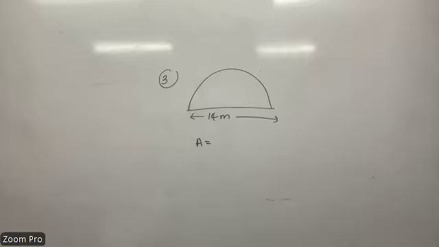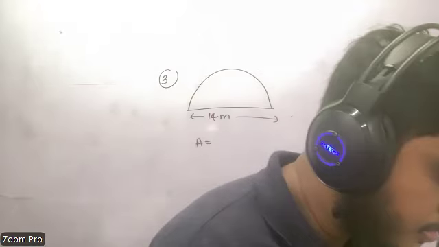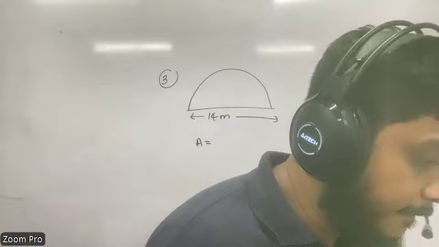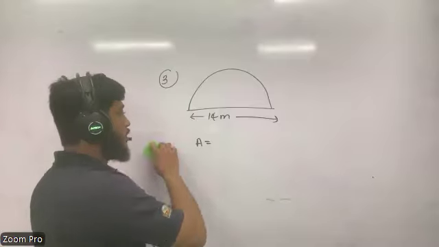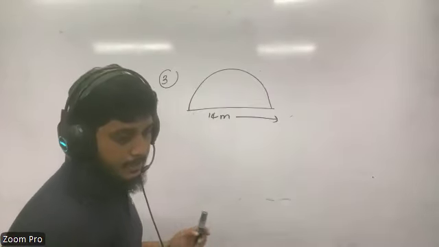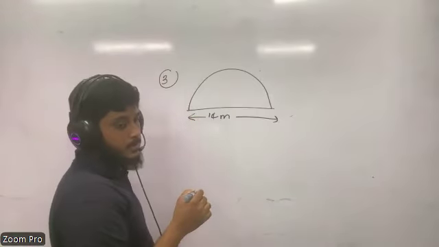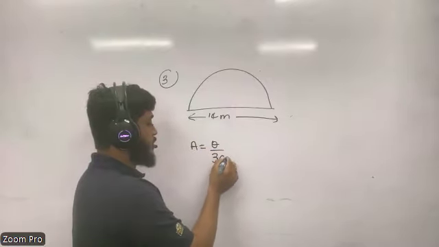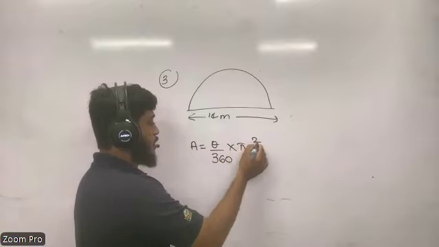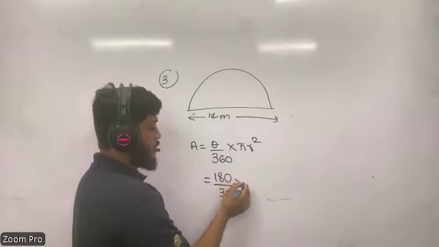Okay, nice. Now most of the students have sent the answers. Very good. Then this part will be the area. So what will be the area for this now? Area is equal to theta over 360 into pi r squared. Theta is how much? 180 over 360. How much is pi?